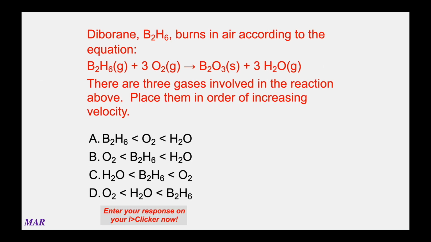Diborane, again burning in air, same equation as before. There are 3 gases in this reaction. So diborane, B2H6, oxygen, and water. I'd like you to place these gases in order of increasing velocity, i.e. from slowest gas to fastest gas.